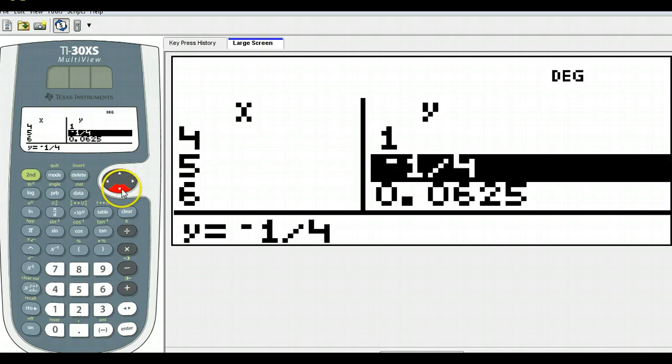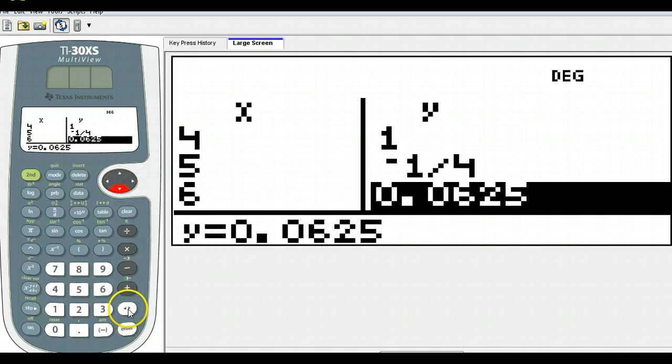If you highlight that value and hit the toggle key right here, you see that that is 1/16.